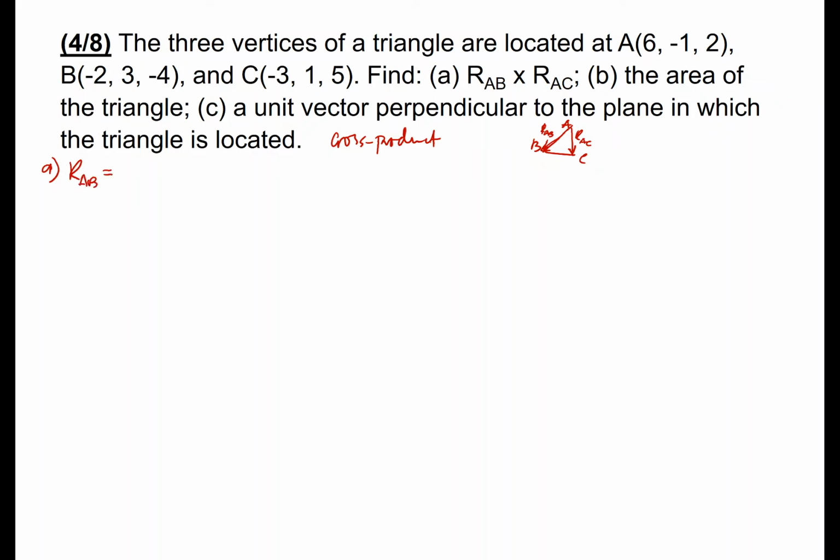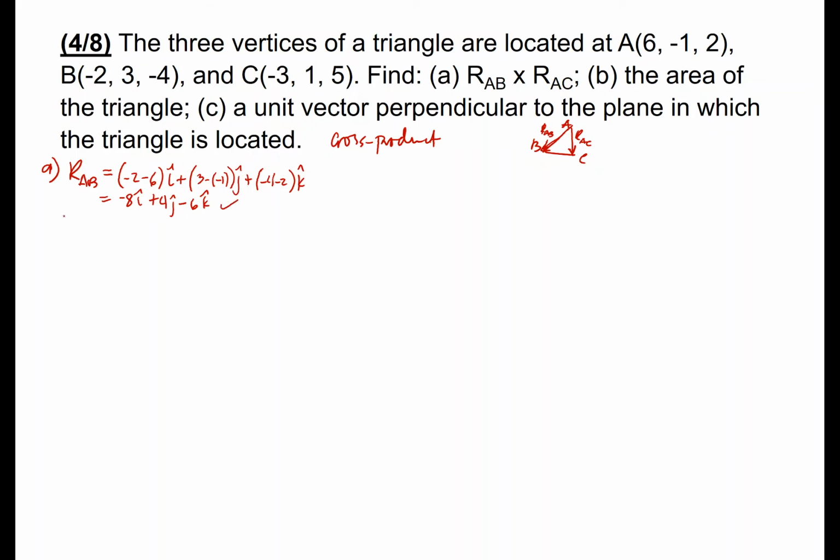From the previous video, we simply solve RAB by directly subtracting A from B. So for point B, you have negative 2 minus 6, and that is for your I. In the previous video I used AX, and I'll be using I. Then plus 3 minus negative 1, this is for the J. Along Y, then negative 4 minus 2 is along K. So we have negative 8I, then plus 4J, and then minus 6K. Okay, so these are directional vectors. So that is your RAB.